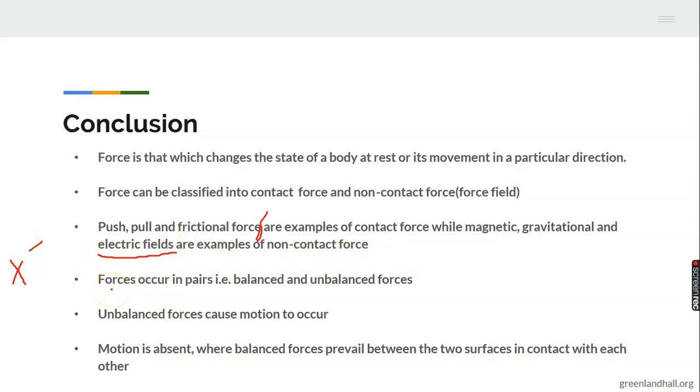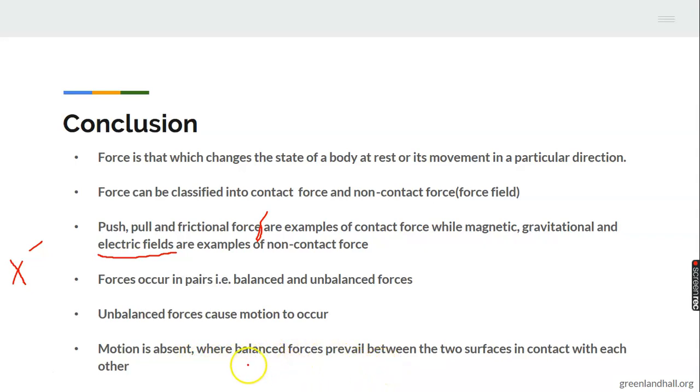The next point is that forces occur in pairs, just like we have balanced and unbalanced forces. The unbalanced forces cause motion to occur, since their net force is more than zero; it's between a greater force and a lesser force. So when that happens, definitely one will pull the other one, so there will be motion. And motion is absent where balanced forces prevail.